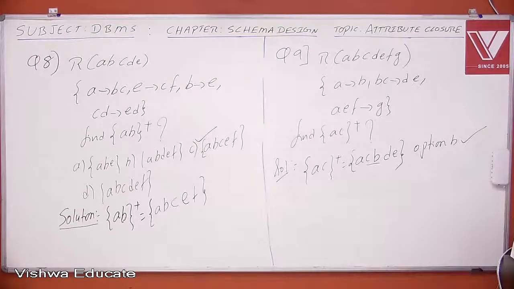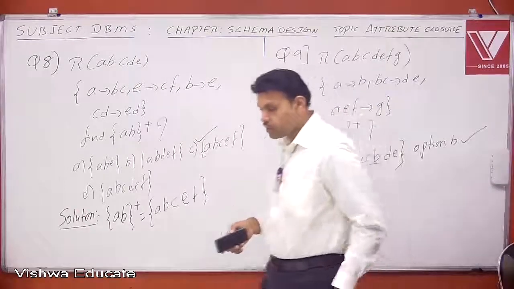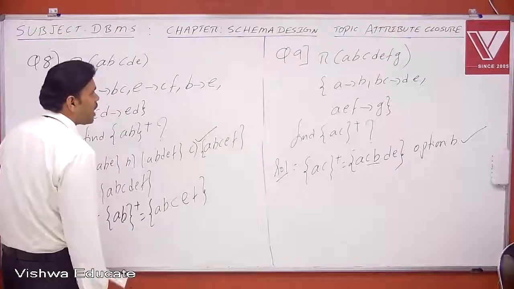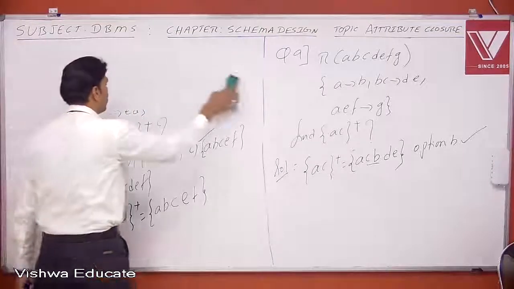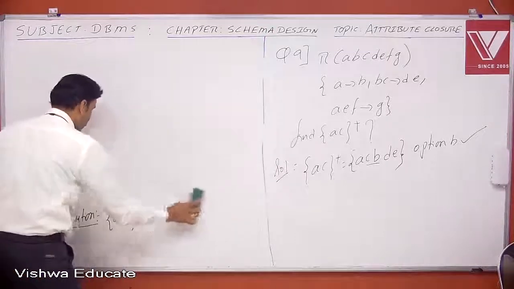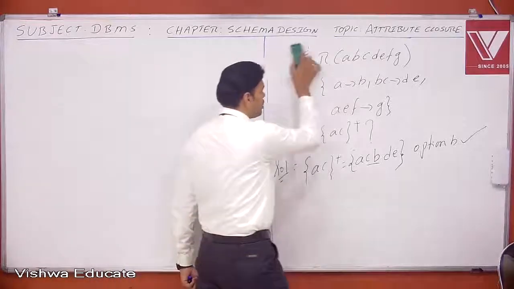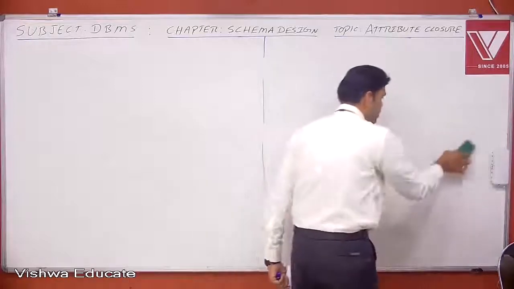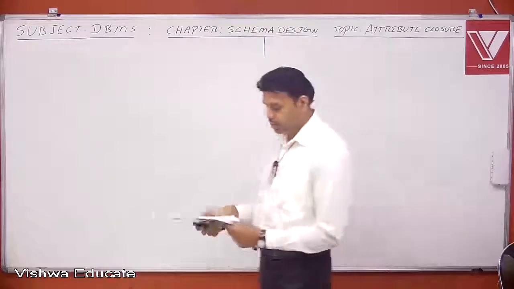Okay, students. Now we will look into another question. Question number 10, based on attribute closure, which was a previous GATE question of IIT Kharagpur, given in the year of 2006. It is slightly trickier than the previous models we learned so far as far as attribute closure is concerned. So observe the question carefully.